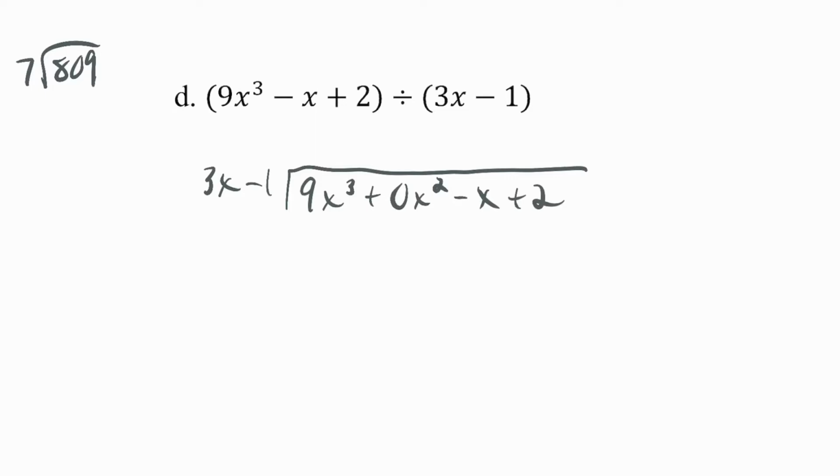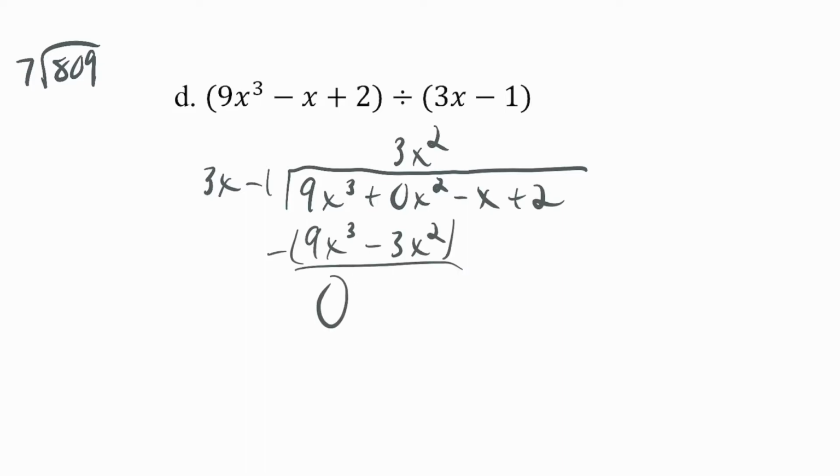Okay, and again, I got two terms here compared to two terms here. So I'm going to take this leading term, divide by that leading term. So 9x cubed over 3x will give me 3x squared. And I put this over the quadratic term because I'm keeping them aligned in columns. So then I can multiply that term with the divisor. I get 9x cubed minus 3x squared. And I can subtract down.